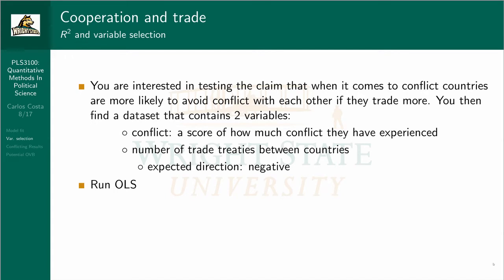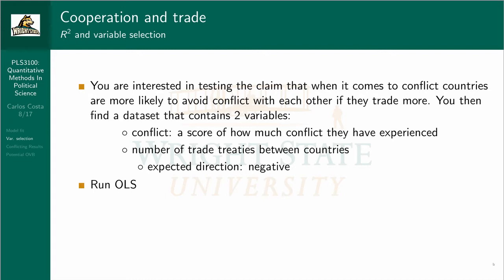How is any of this useful to us? Well, to get that, we have to turn to an example. It has to do with variable selection. So take this as a start. You are interested in testing the claim that when it comes to conflict, countries are more likely to avoid conflict with each other if they trade more.